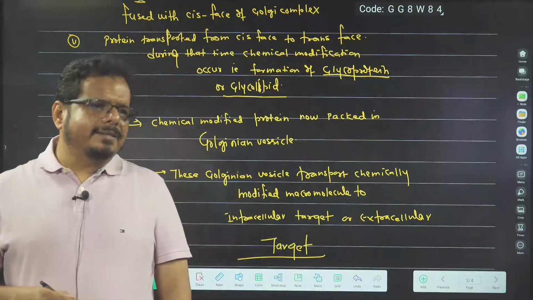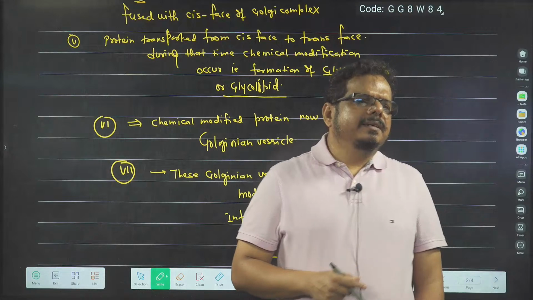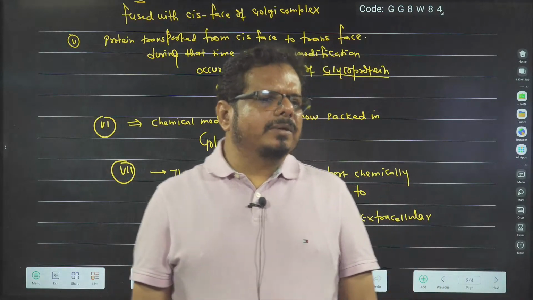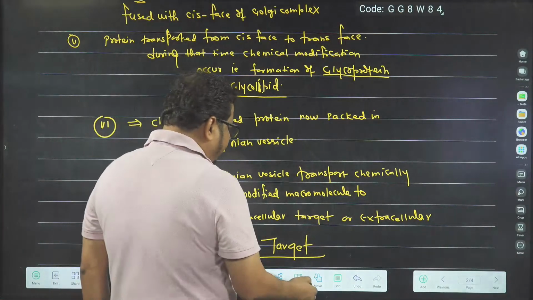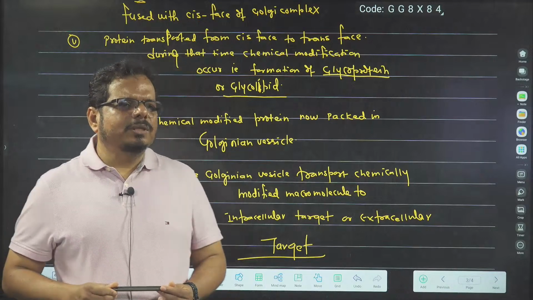Lipid is also synthesized. Where do lipid and glycolipid synthesis occur? Lipid synthesis occurs in which one? Endoplasmic reticulum. Or which endoplasmic reticulum? Smooth endoplasmic reticulum. Lipid and steroidal hormone synthesis occur in the smooth endoplasmic reticulum.